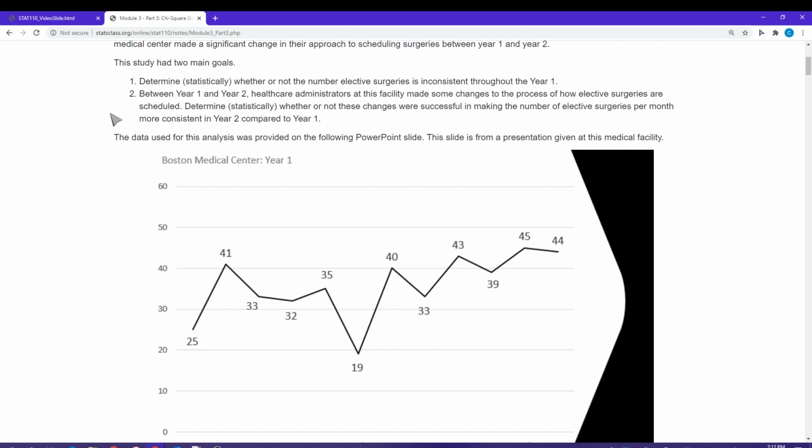This study has two main goals, and that is to determine whether or not the number of elective surgeries is inconsistent in year 1. That's the data that we have shown here on the screen. And then the Boston Medical Center made a change to their scheduling of the surgeries between year 1 and year 2. And they wanted to see if things were better in year 2 after making those changes.